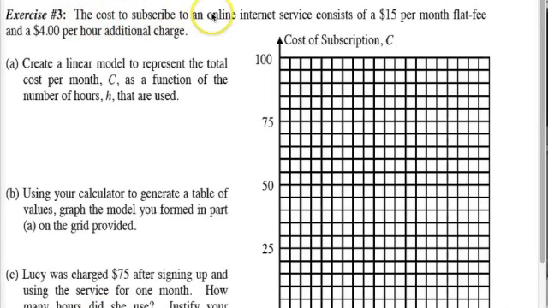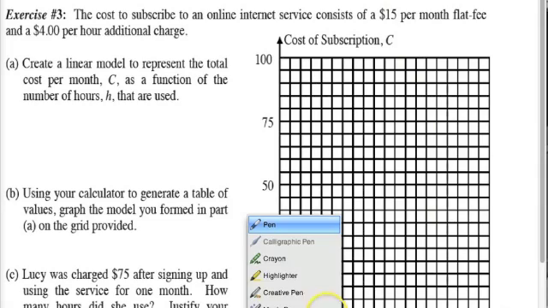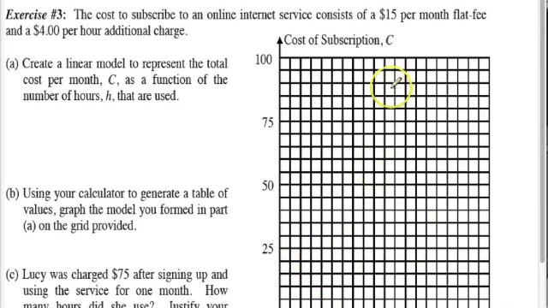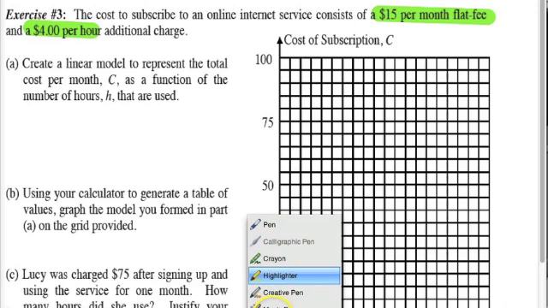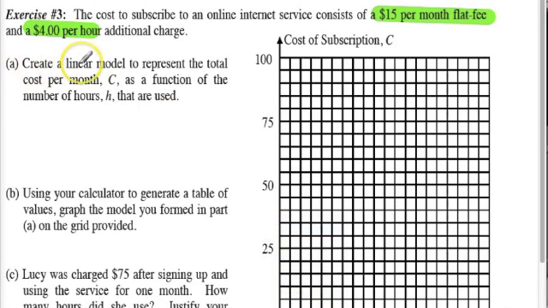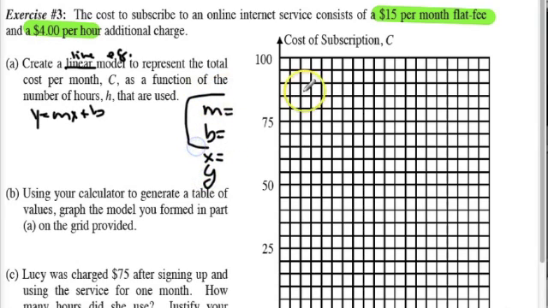Number 3. The cost to subscribe to an online internet service consists of a $15 per month flat fee and a $4 per hour additional charge. Okay, so let's see what we have here. They're asking us to create a linear model. Linear means line. Model just means equation. So a linear equation, that's your y equals mx plus b. So we need an m equals, a b equals, maybe an x, maybe a y, but for sure these two.